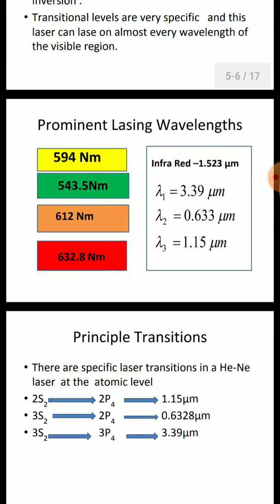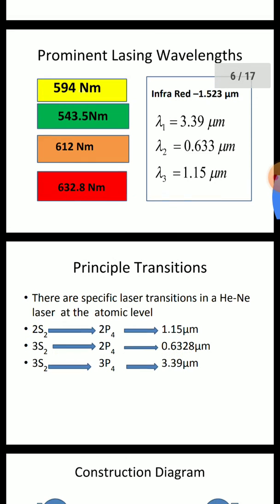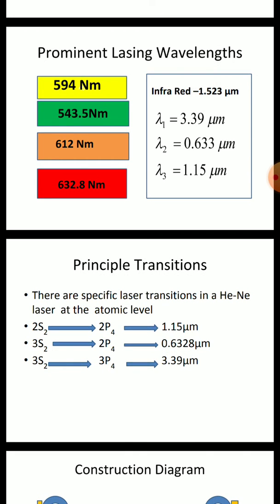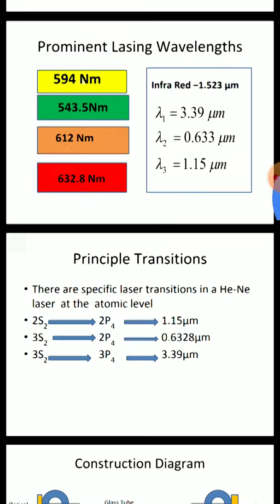In a helium neon laser, the transitions are very specific in nature. Here you can see some of the principal transitions: the atomic level transition from 2s2 to 2p4 gives you a 1.15 micrometer laser, a transition from 3s2 to 2p4 gives you a 0.6328 micrometer laser, and a transition from 3s2 to 3p4 gives you a 3.39 micrometer laser. These are the prominent wavelengths on which a helium neon laser lases.